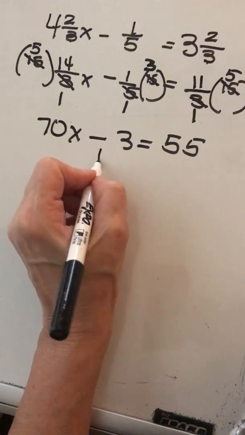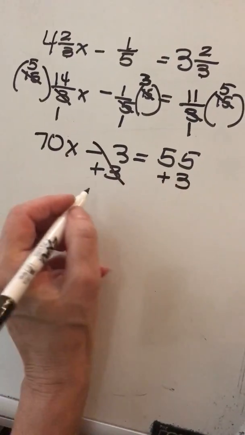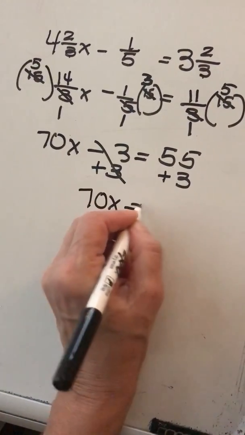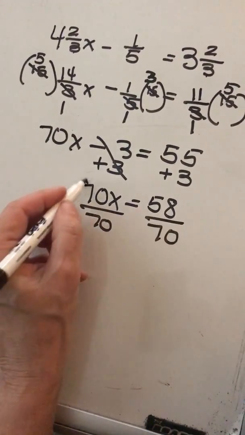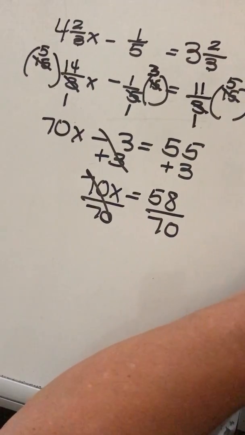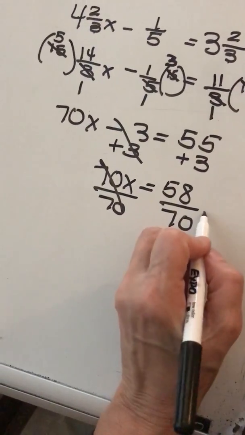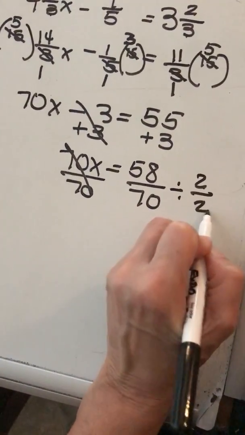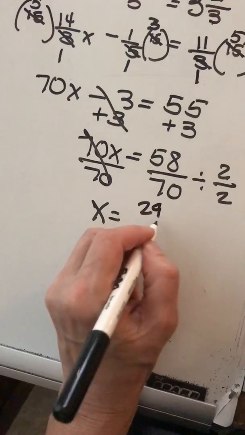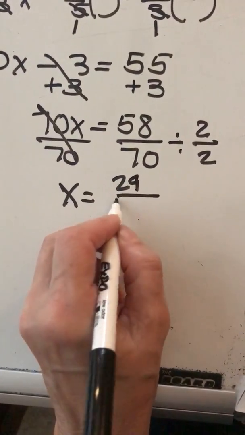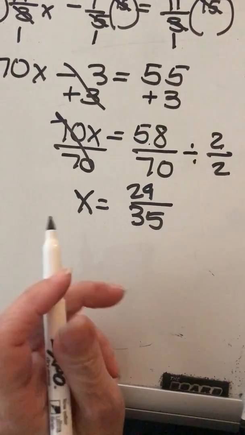I want to move my 3 to the other side by using the inverse of subtraction, which is addition. And I'm left with 70x equals 58. I divide both sides by 70. And I have x is 58 over 70, which we can simplify. Both of these are divisible by 2. So x is 29 over 35. That's 58 divided by 2 and 70 divided by 2.